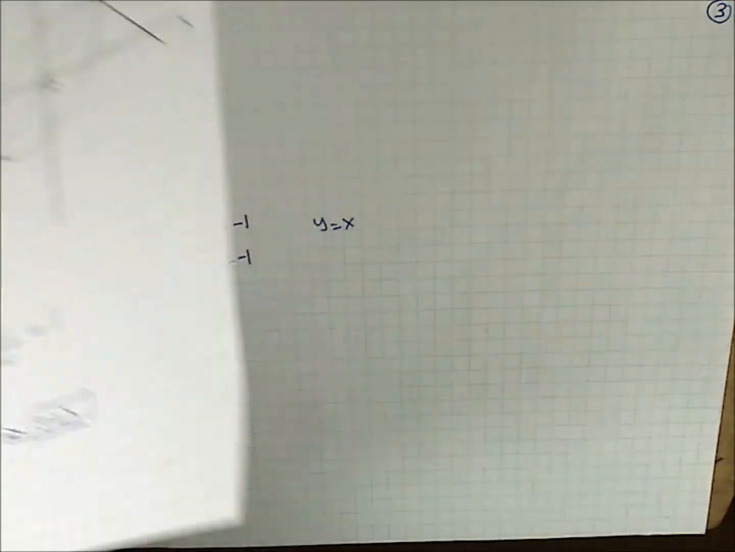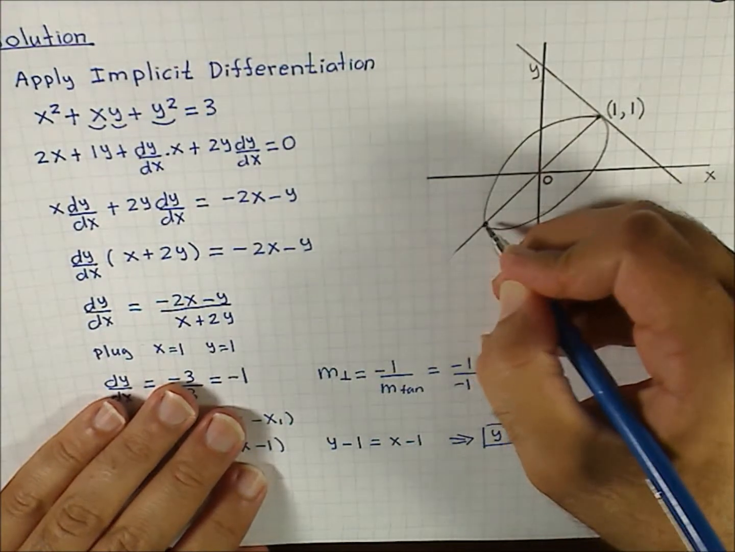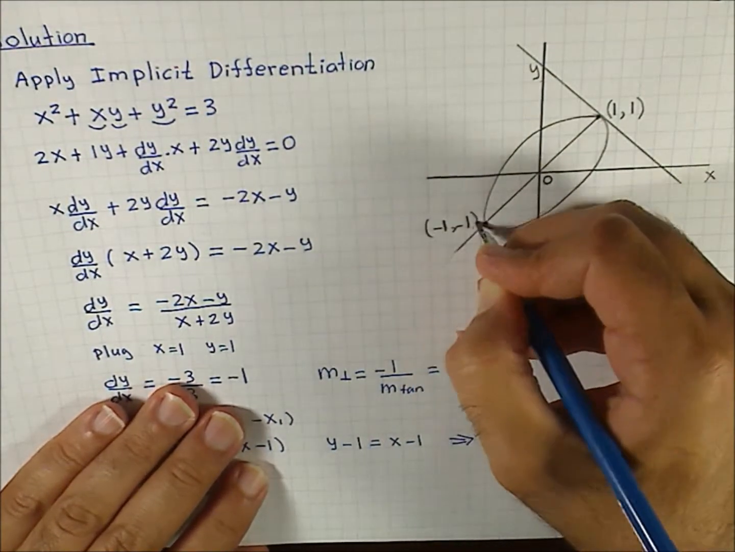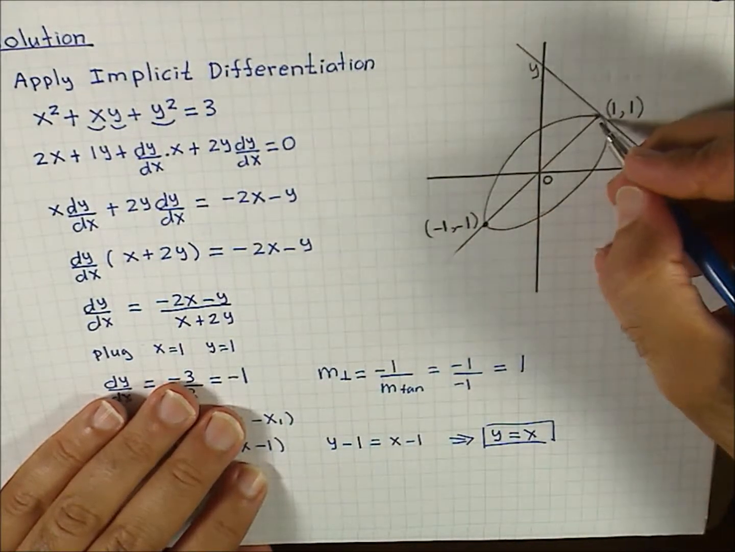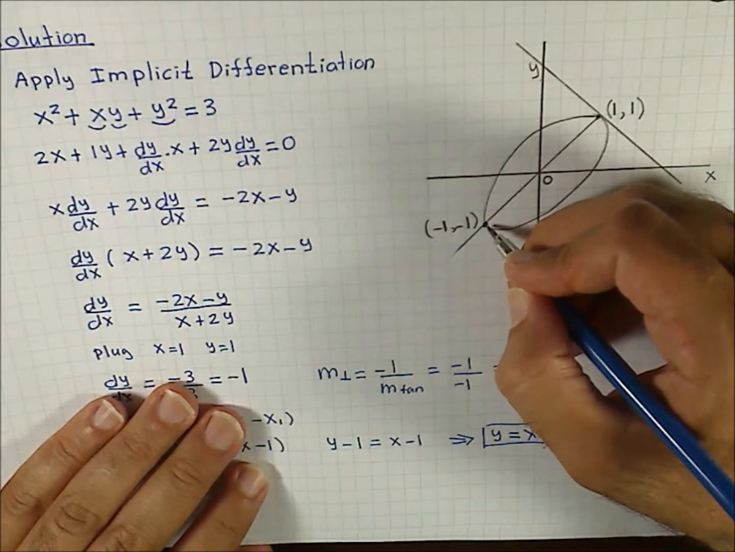Now, the point (1, 1), we already know about. So the point we're looking for is here, (negative 1, negative 1). And this is the point where the perpendicular line to the tangent line intersects the ellipse a second time.